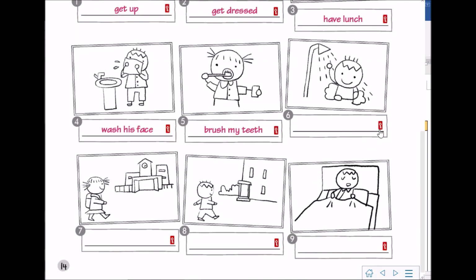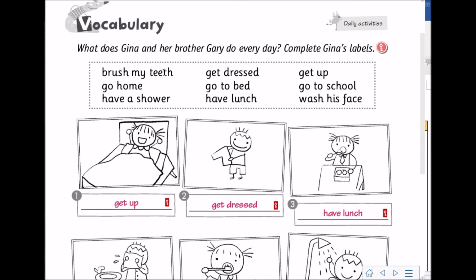6, take a shower or have a shower. Go to school and then go back home, so go home. Number 9 would be go to bed. Okay, now make sure you have spelled the word correctly, and you can check your spelling in the word bank here. There's a big box here, you can always refer to it to check your spelling.